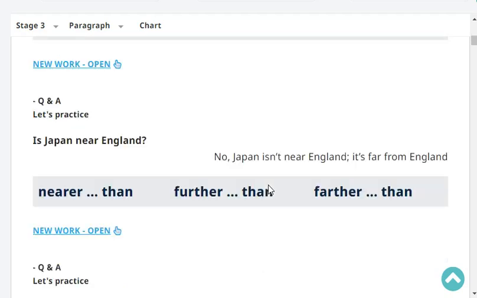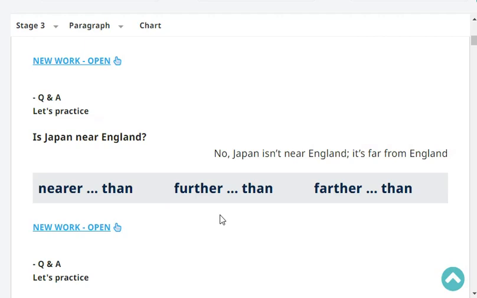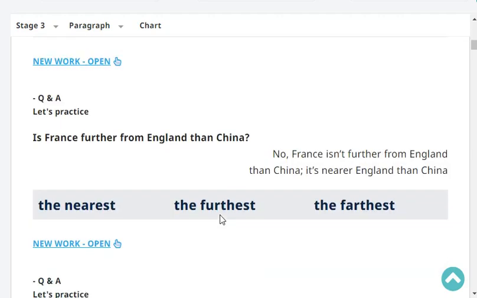Is Japan near England? No, Japan isn't near England. It's far from England. Is France further from England than China? No, France isn't further from England than China. It's nearer England than China.